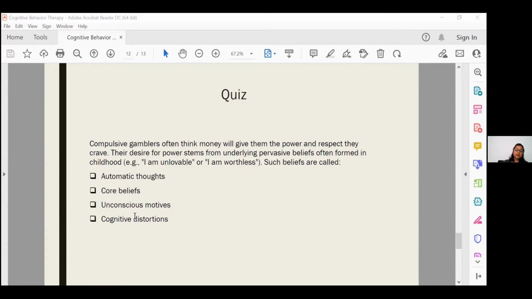So when they are thinking that money is giving them some sense of control, their core belief about themselves will be distorted. It's not a cognitive distortion, it's a core belief. What I think about myself is bad, it's rotten. So as a CBT therapist, you will have to work on core beliefs rather than cognitive distortions. Does anybody have any questions about this?